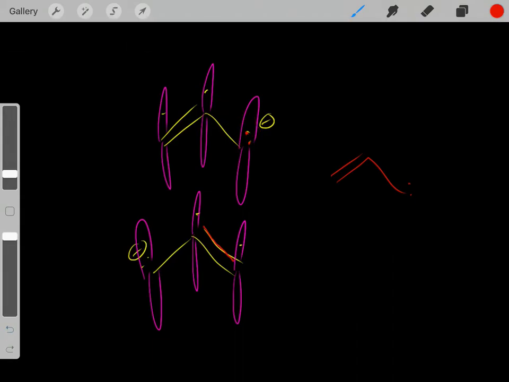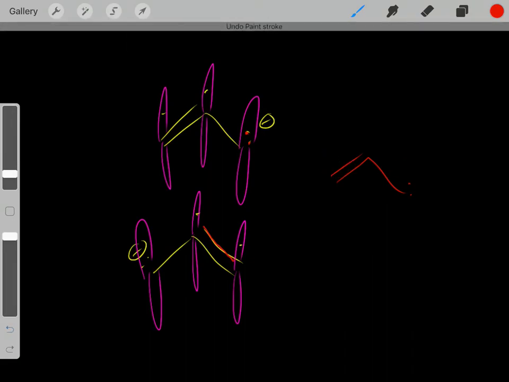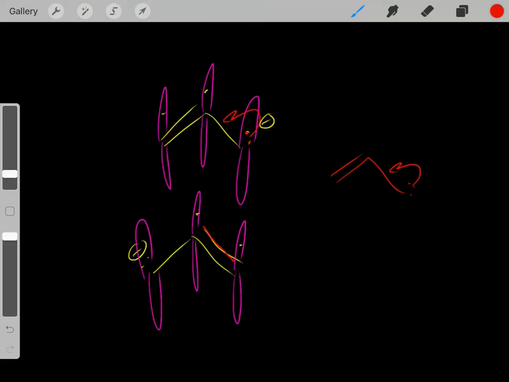But again, remember, when they scooch down, they push these pi electrons up on this carbon. So now these 2 pi electrons are these 2 pi electrons, creating this compound. So that's what's going on.